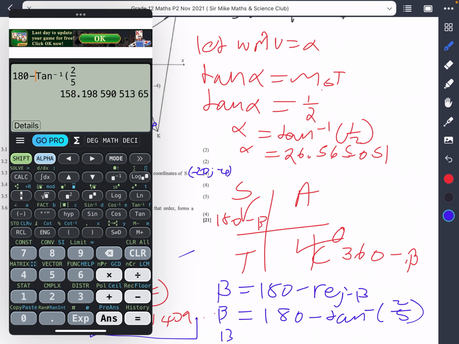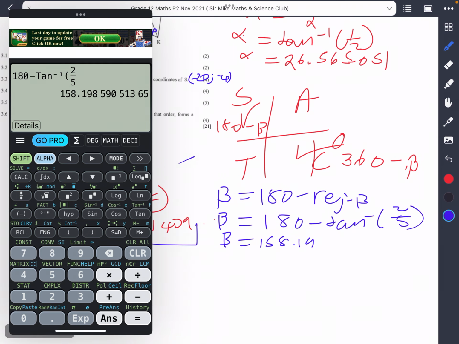So beta would simply be equal to 158.19859, let me just scroll that up, and let me just leave it at that. So the angle of beta is 158.1985 and some more decimals, of course in degrees.